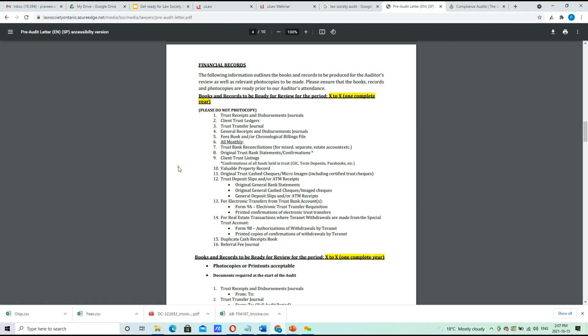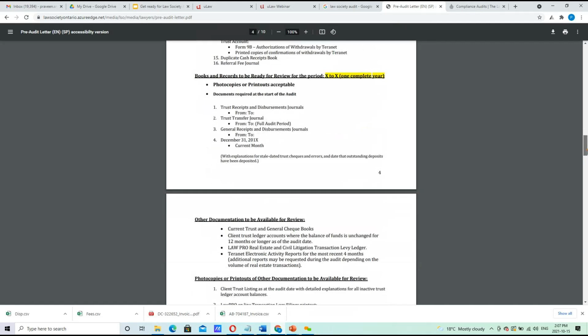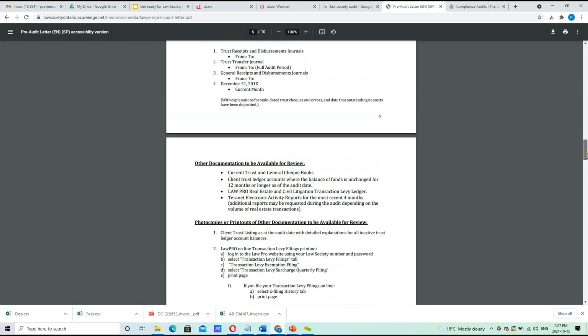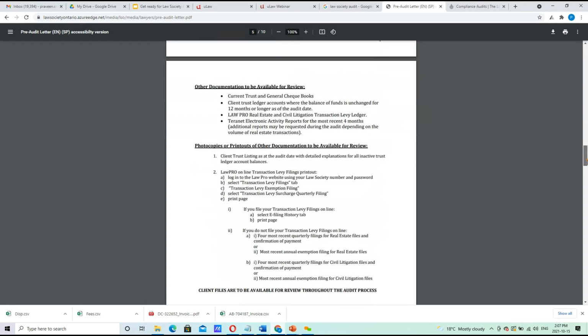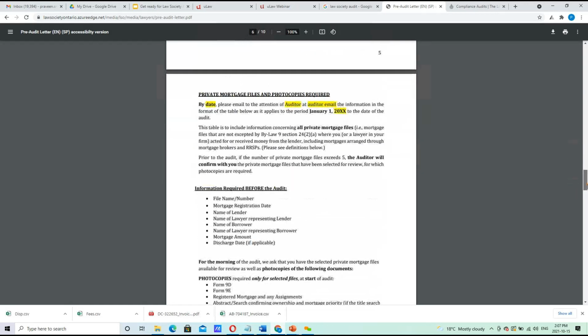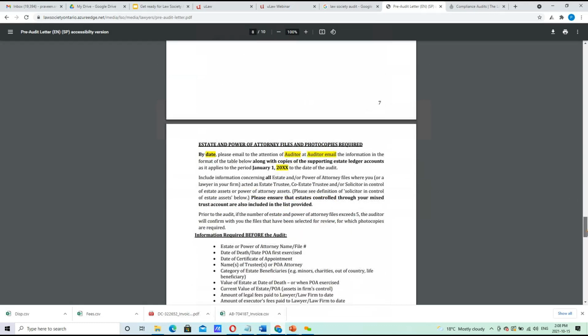You can clearly see right from trust receipts to referral fee journals. You know, that's pretty much our source of contact, really understanding where your referral fee is coming from. Trust receipts journals, your general receipts and disbursements journals, checkbooks, and of course, you have various other documents that are defined.